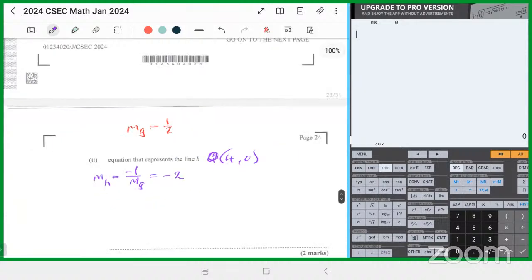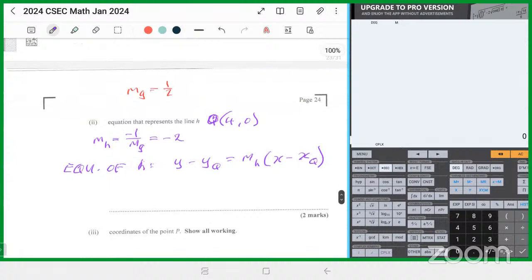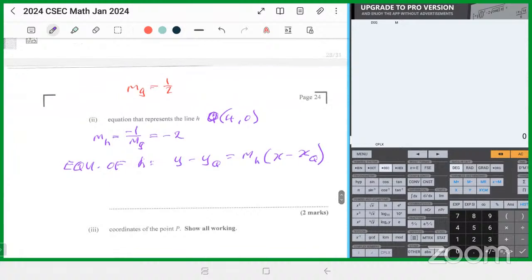And then the equation of line 2, using the gradient-point form. The equation of line H, which is going to be y minus the y value at Q equals the gradient of H into x minus the x value at the point Q. So that's a quick way to find the equation where we have a gradient and a point that is not the y-axis intercept. So we can plug the values in.